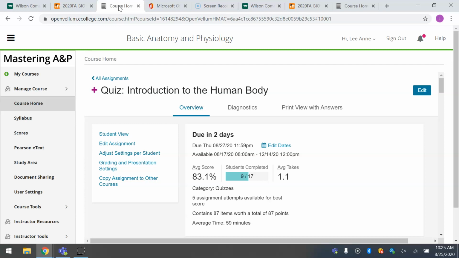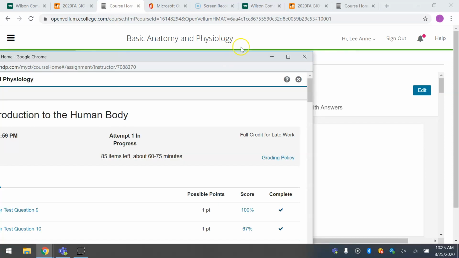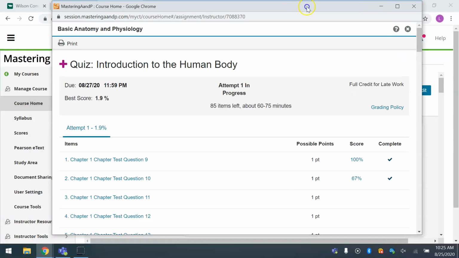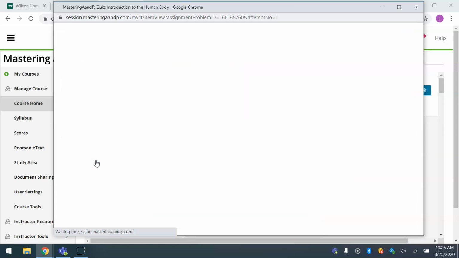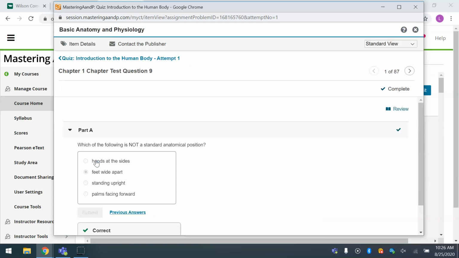Now, another thing you can do is send me an email. If you can't find the answer and you don't understand the answer, that's what I'm here for. So just email me and say, I don't understand this question. You can take a screenshot and send it to me. Let's say you're in the quiz, you start with the first question, and once you click on that first question, you can keep hitting next and going from question to question. But let's say you didn't understand this question.